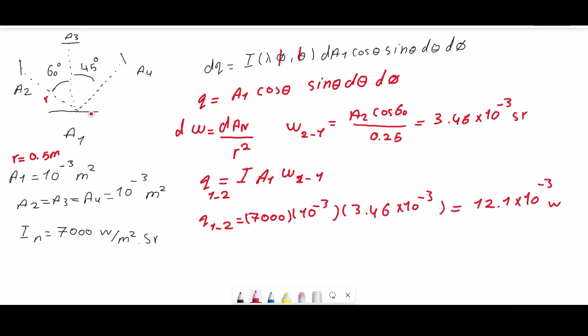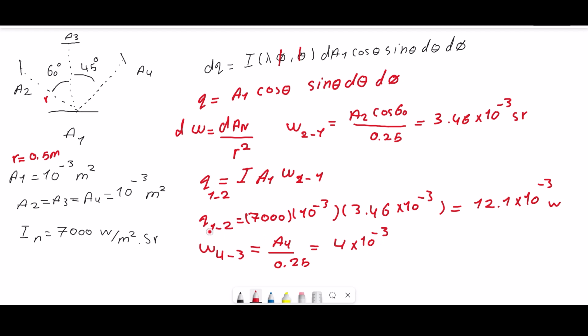Now, we can calculate the same thing for surface 4 and 3. So, for surface 4, we have omega 4,1, which is equal to the perpendicular surface to this line, which is A4, because this line and this are perpendicular. So here we write A4 divided by 0.25, which is equal to 4 times 10 to power minus 3.